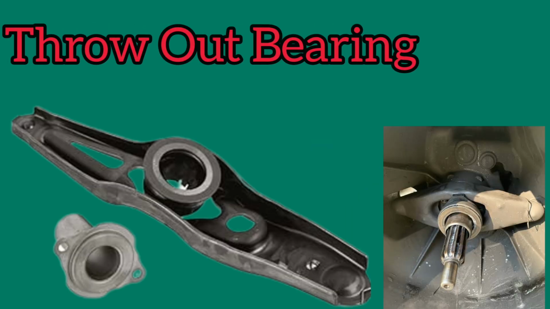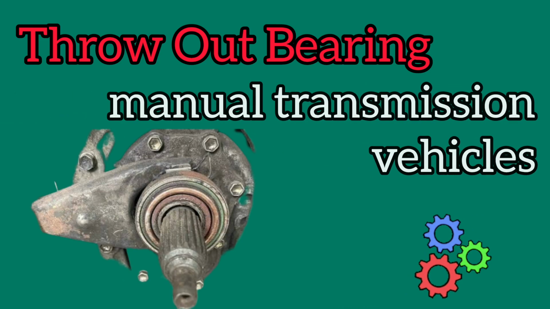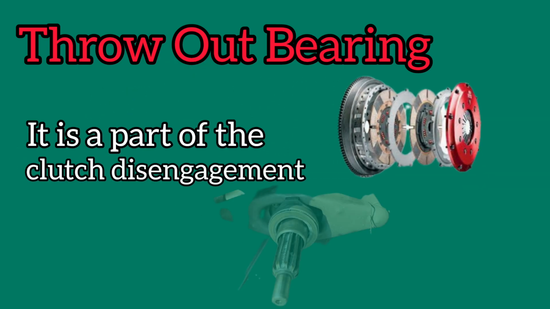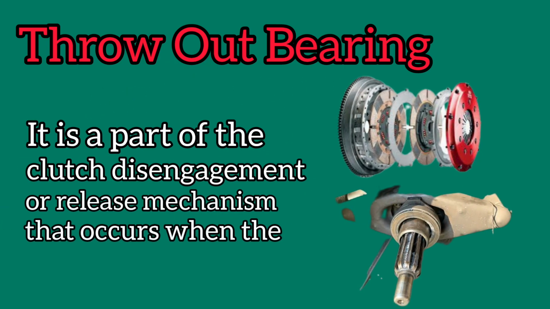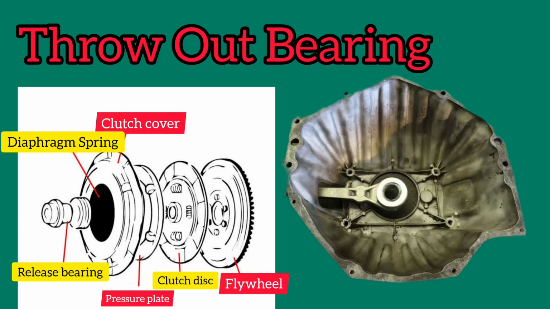3. Throwout bearing. Release bearing. On manual transmission vehicles, a throwout bearing is used. It is a part of the clutch disengagement or release mechanism that occurs when the driver presses the clutch pedal. As a result, it is also known as a release bearing.